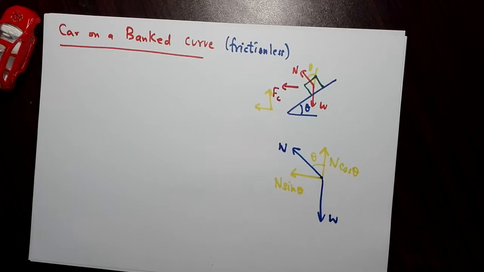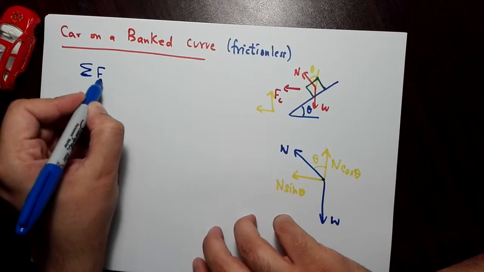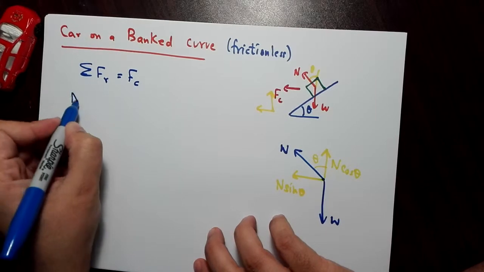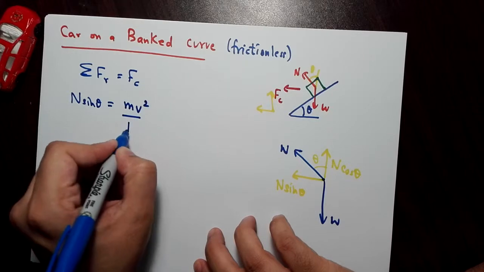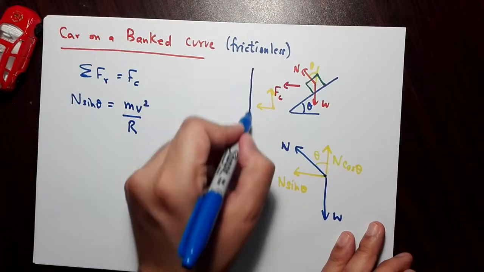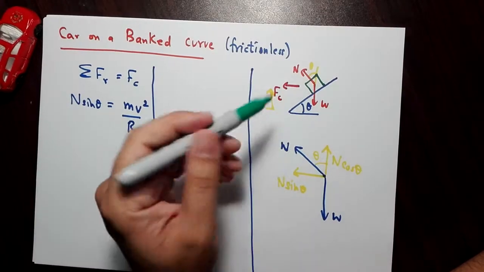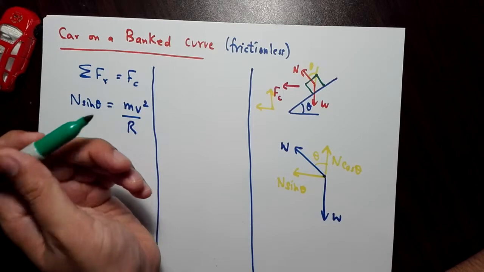So the net force in the radial direction is the centripetal force. The net force in the radial direction is just N sine theta. There's only one force, and it's equal to mv squared over r. Now eventually we have to solve for the velocity, and we want to solve it in terms of the simplest variables, like the weight and theta and the radius of the path.